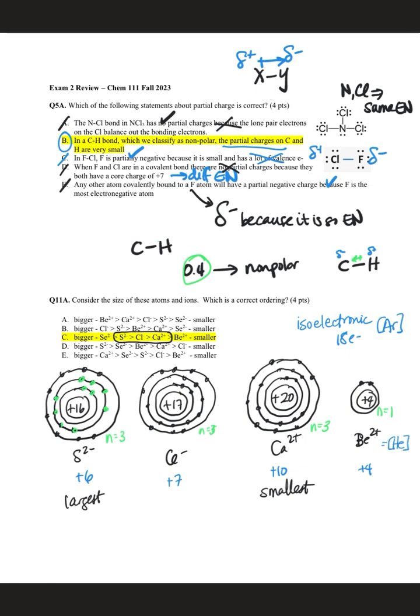And while it does have a smaller core charge than these others, it only has one shell, so there's no way that it can be bigger than any of these. So beryllium is going to be at this end. Selenide is in the same group as sulfide. So its core charge is also going to be +6, but it's got another shell. So it's going to also be larger than sulfide is. So we get selenide is biggest, then sulfide, then chloride, then calcium, then beryllium.